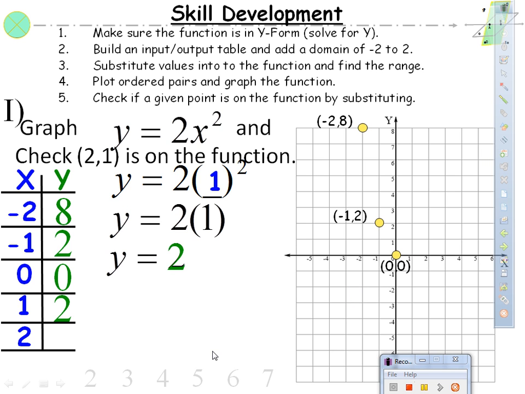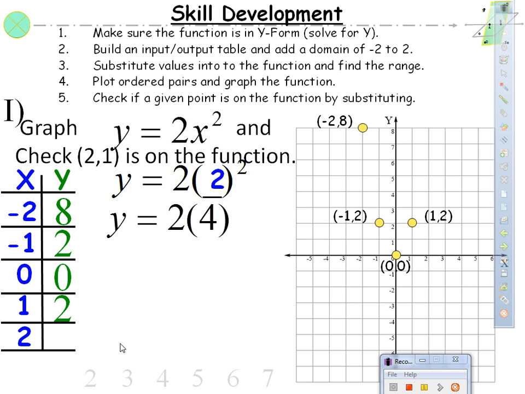And our last one, we substitute 2 into the equation. So that becomes 2 times 4, and 2 times 4 is 8, and that goes here, and we plot our point, 2, 8, which is over here. We write our coordinates, and we already plotted our points, we graph our function, so here we go.